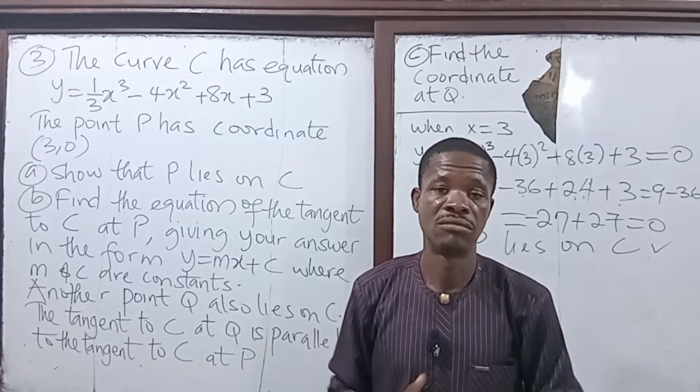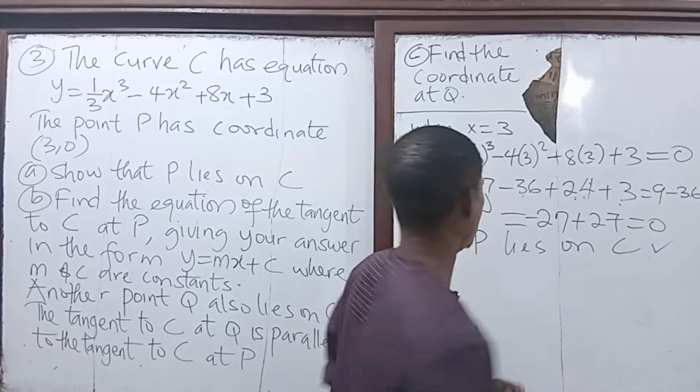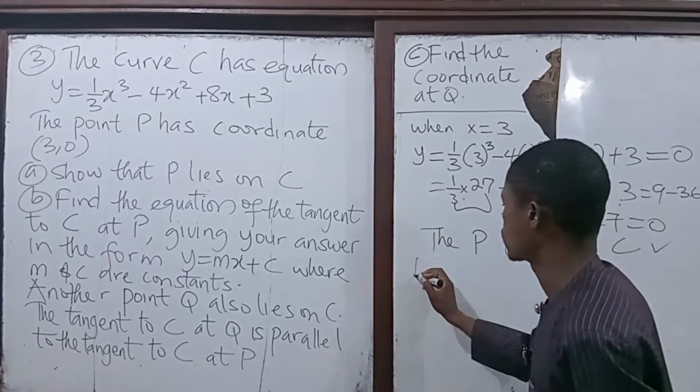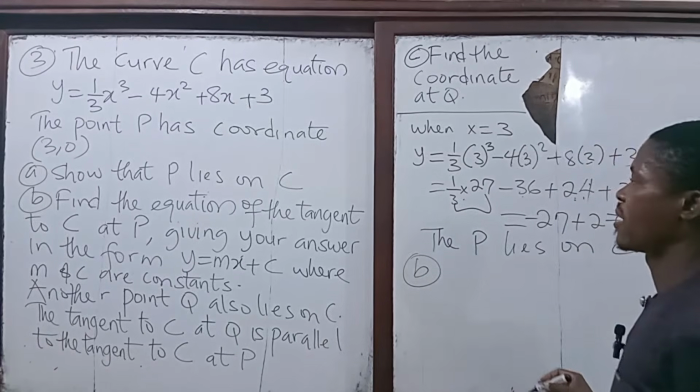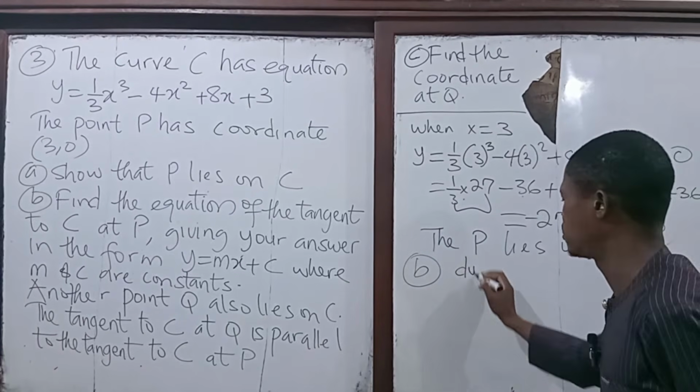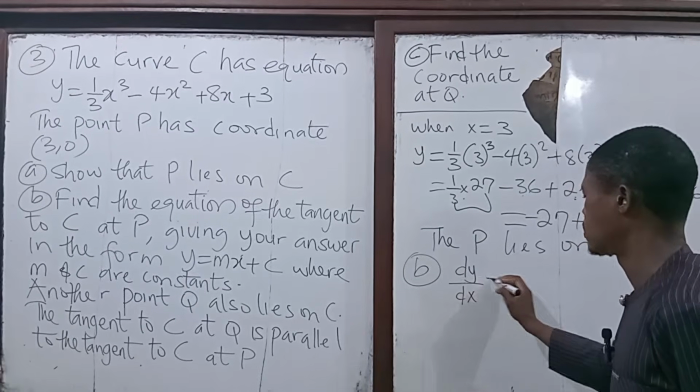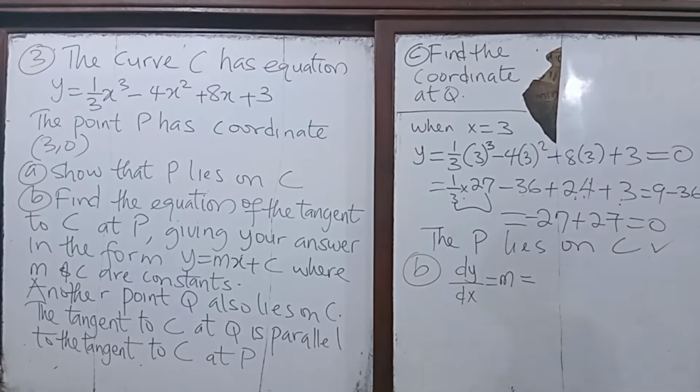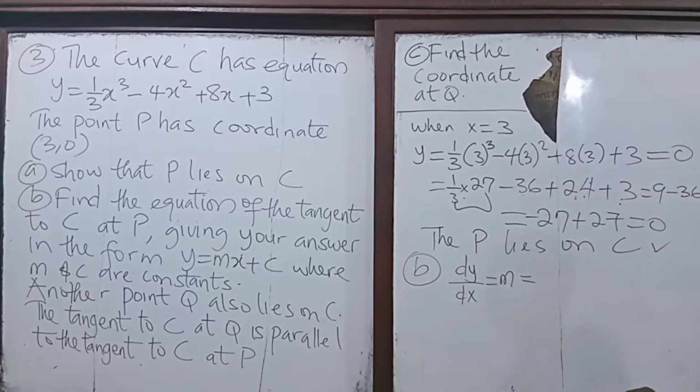So, the B part, we need to get the gradient, which is the m. The gradient is the slope. Differentiate this function.